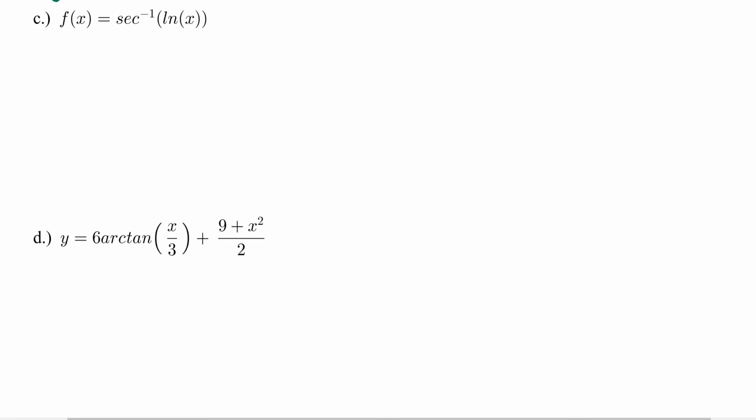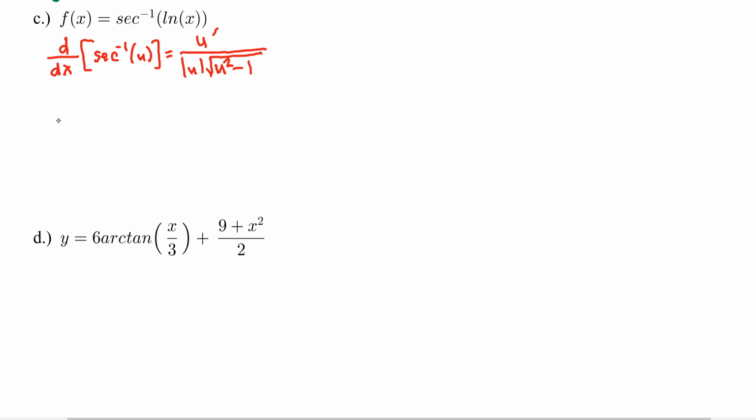Now, the formula is listed above on your notes. I'm having a little hard time with my scroll feature here, so I'm just going to record it down here. The derivative with respect to x of inverse secant of u is equal to u prime divided by the absolute value of u, and notice u is just the argument, times the square root of u squared minus 1.